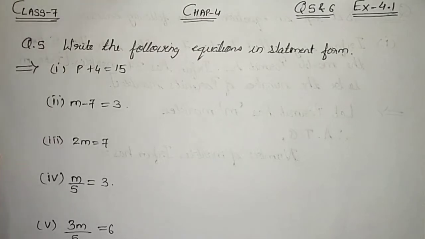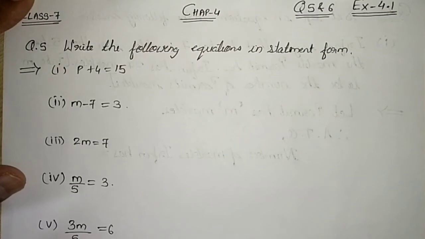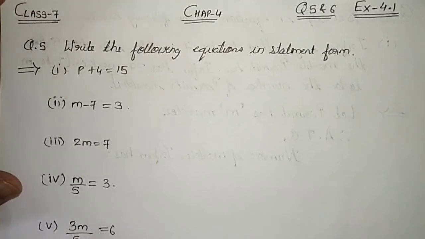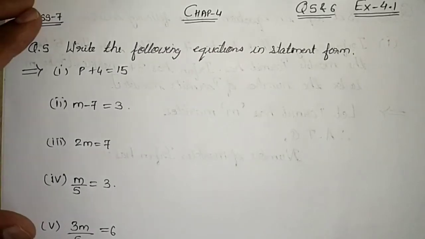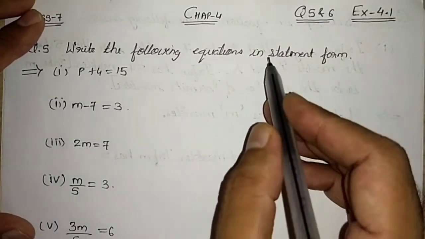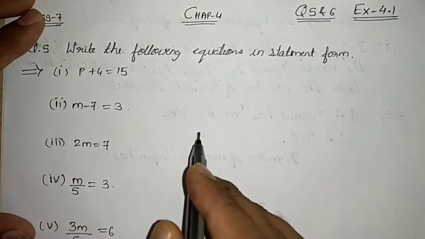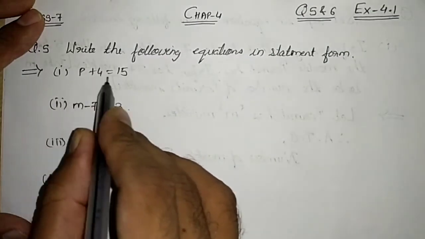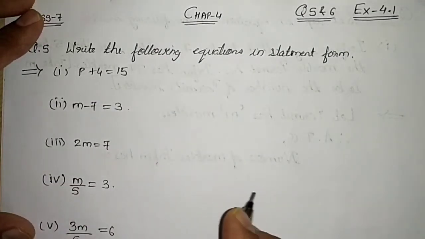Chapter name is Simple Equation. Question number 5 says, write the following equations in statement form. In the last video we studied that we were given the statement form and had to convert it into the equation form. In this question they have given us the equation form. We will convert it into the statement form.